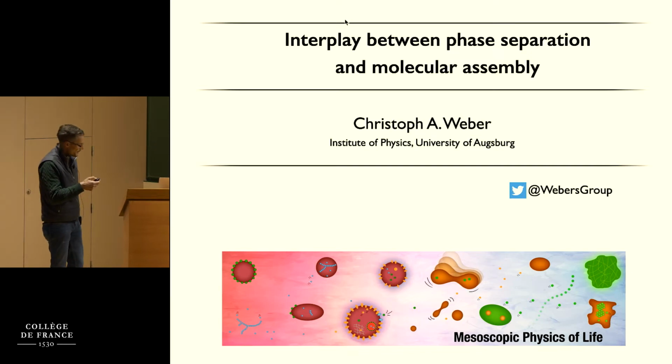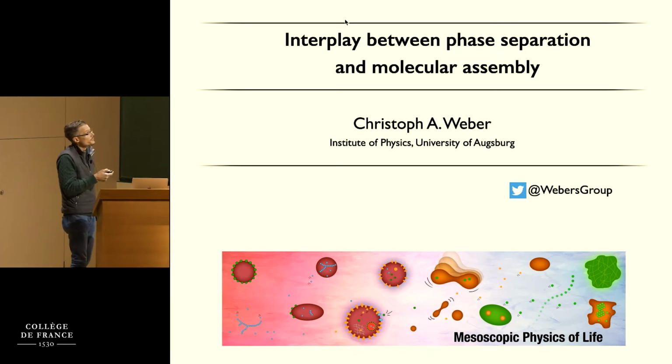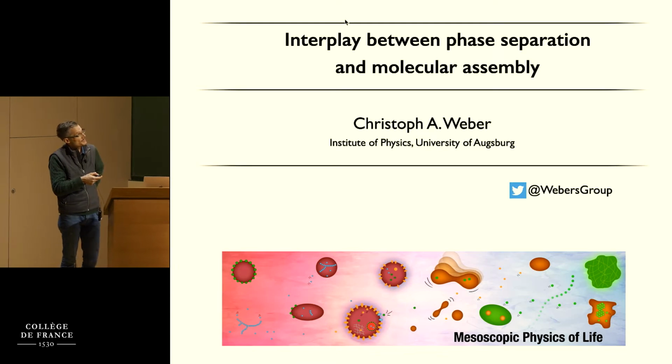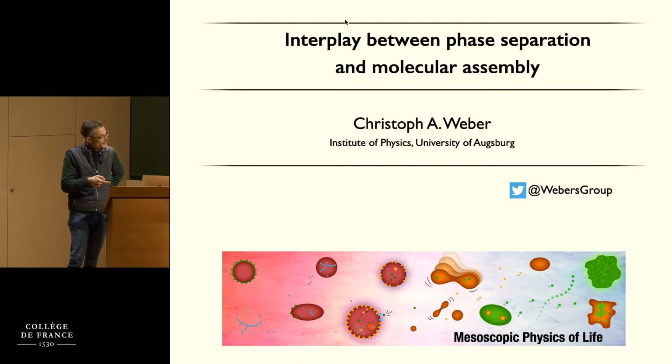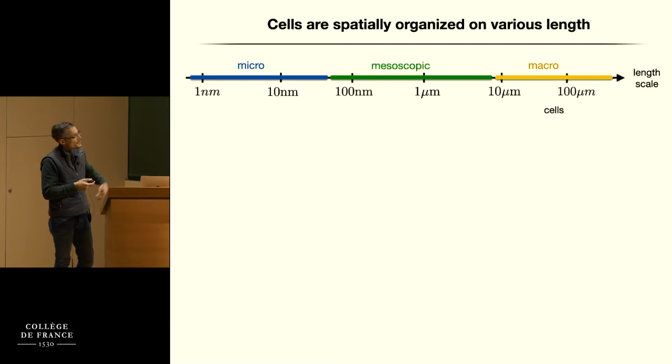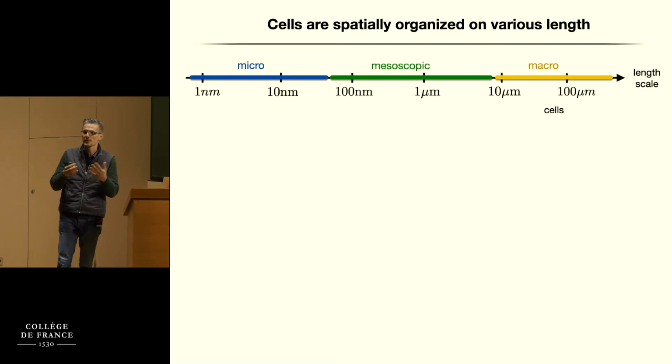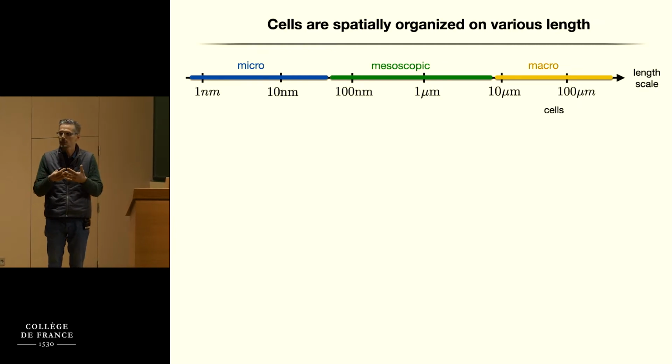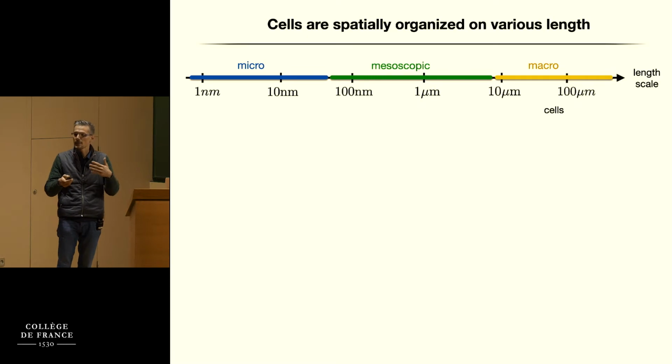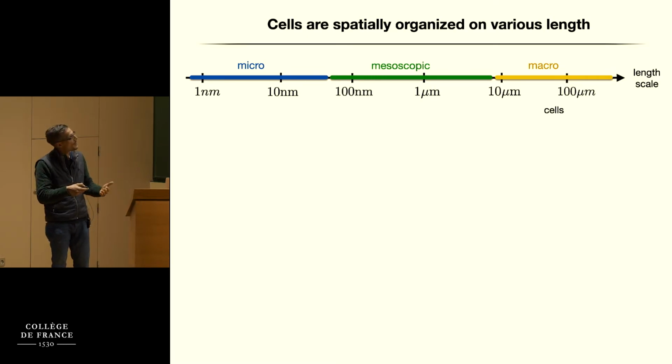So I would like to tell you today about how you can think about the interplay between phase separation and molecular assembly. And let me introduce you from a slightly different angle to the topic. The cell is so exciting because it's spatially organized. Typical cells live somewhere between 10 and 100 microns, depending on cell type. And they show a spatial organization on all these length scales, down to 1 nanometer, which is typical of protein size.